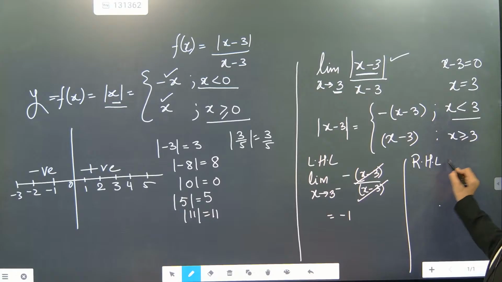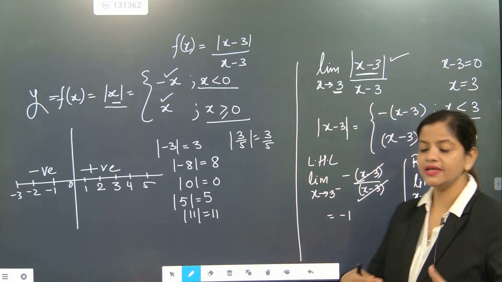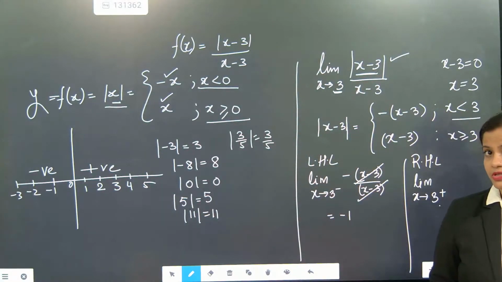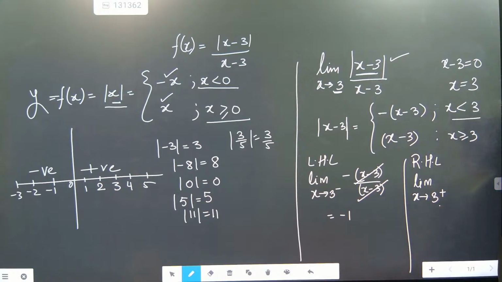R, H, L. When you are going right side, it will become limit x tends to 3 plus. So 3 plus means now I am standing in center. From center I am going right side, but not that much right, slightly more. Understood? So this part will come limit x tends to 3 plus. When I am opening the bracket, it is coming as x minus 3 by x minus 3. Cancelling, answer is coming as 1.